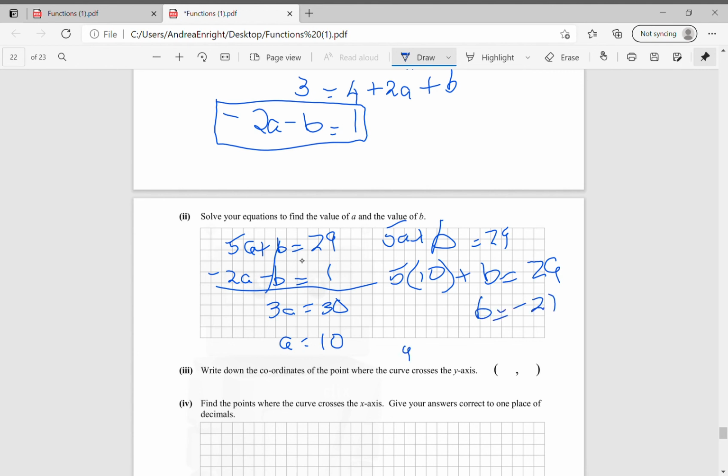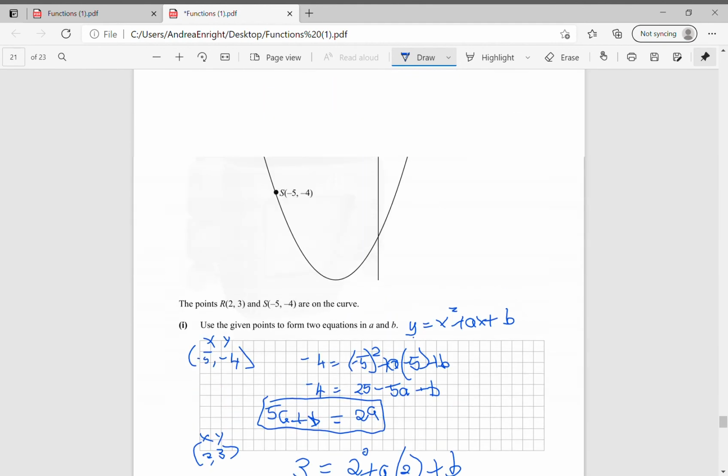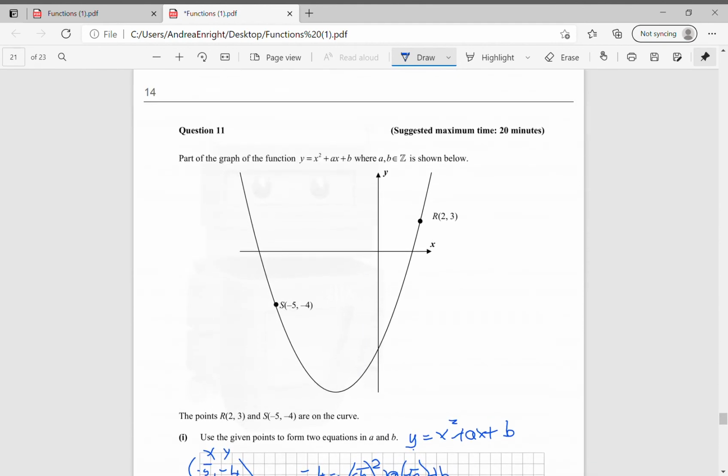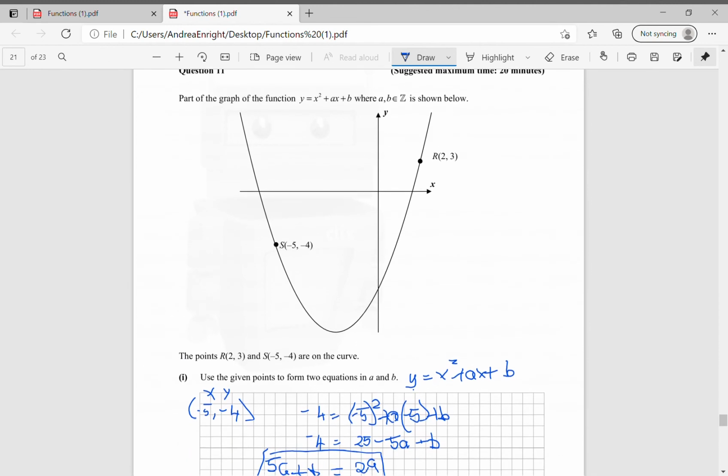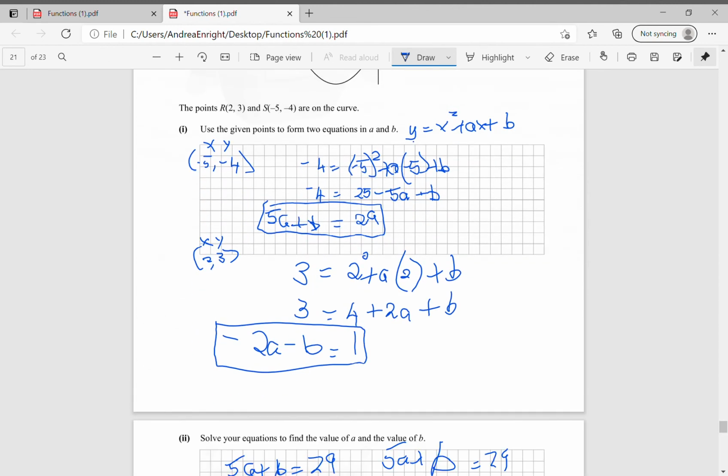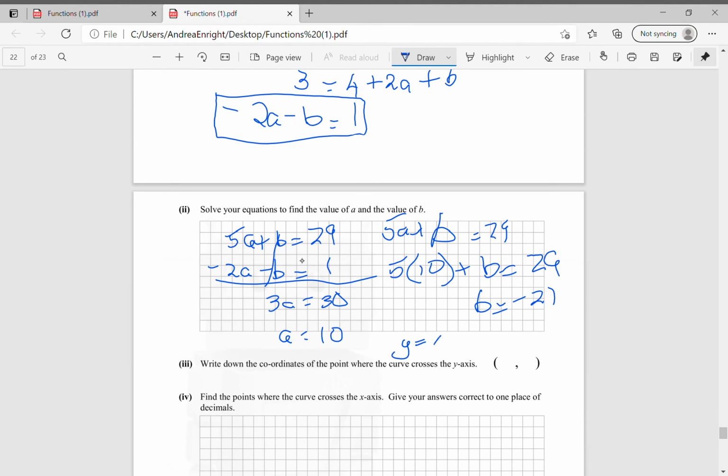So that curve above there is, instead of a and b, put in y equals x squared plus 10x minus 21. Okay? Write down the coordinates where it cuts the y-axis. Cuts the y-axis, x equals 0. So everywhere I see an x, put in a 0: 0 plus 10 times 0 minus 21. So you'll end up with x is 0, y ends up being minus 21.